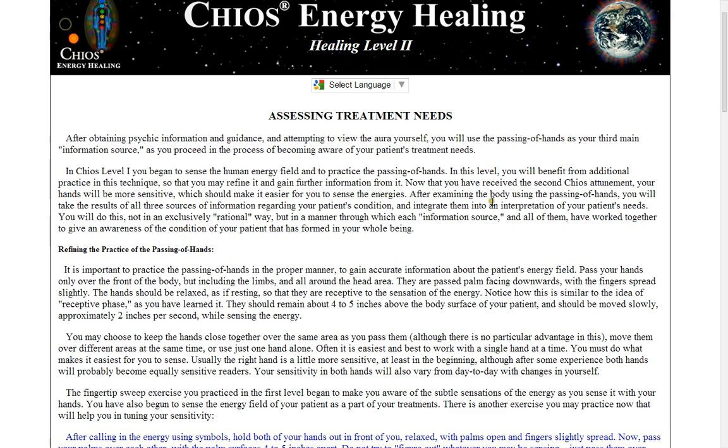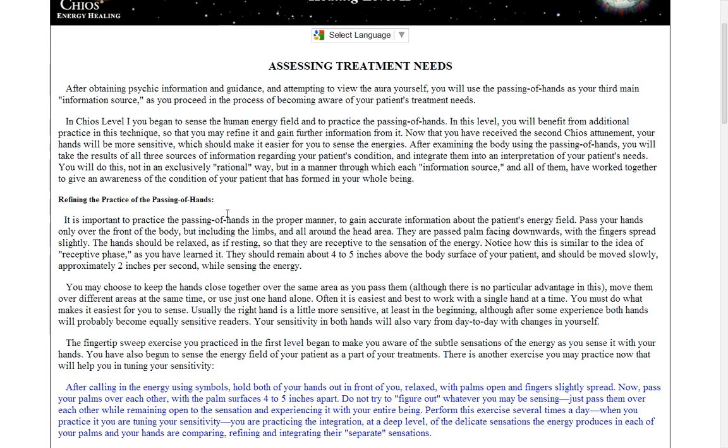After examining the body using the passing of hands technique, you will take the results of all three sources of information regarding your patient's condition and integrate them into an interpretation of your patient's needs. You will do this not in an exclusive, rational way, but in a manner through which each information source and all of them have worked together, logical and emotional and everything else above or below, to give an awareness of the condition of your patient that has formed in your whole entire being, in your holy self.